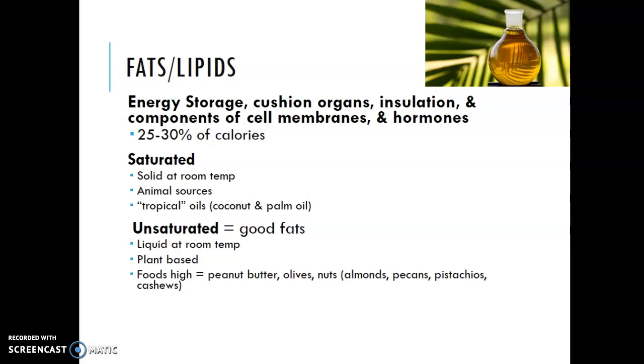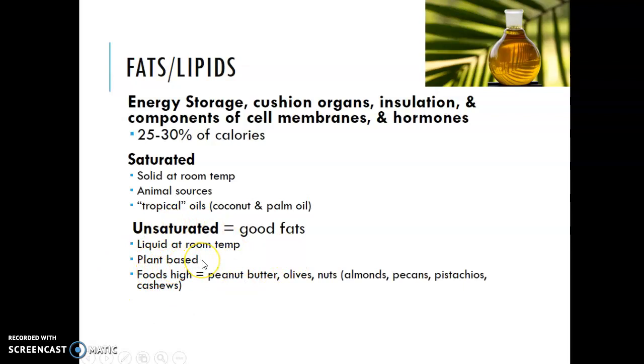So we have two different types of fats, saturated and unsaturated. Saturated fats are solid at room temperature. Think of your animal sources, and your tropical oils, coconut and palm oil. These we don't really want to consume. Our unsaturated fats are our good fats.